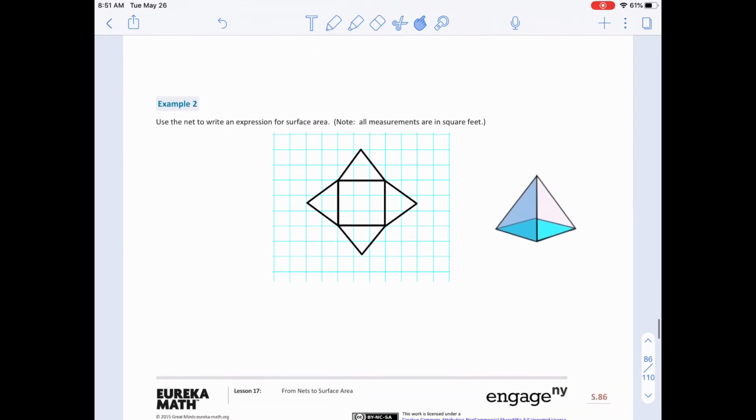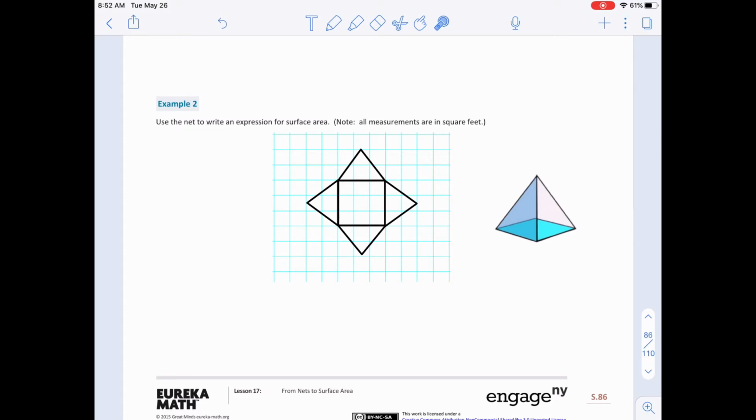Okay, example 2. Use the net to write the expression for the surface area. Now we're in square feet. So this would show a square pyramid. So I put a square pyramid here for you so you would see what it would look like. Notice it's a square pyramid because the base is a square. Here's our base is a square. And then the 4 faces are all triangles. So if we have triangular faces, that makes it a pyramid.